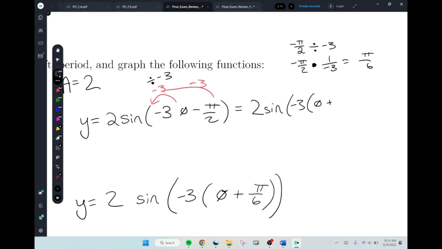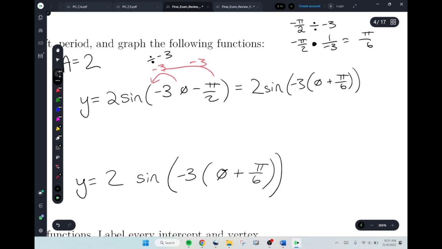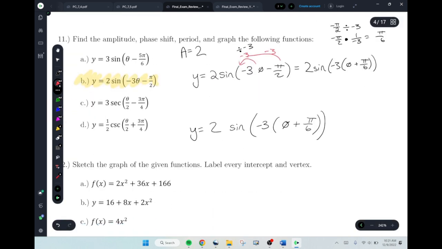But do you know how to know whether you got it right or not? Distribute. Check your thing by distributing, and you'll know. Like, does negative 3 times pi over 6 turn into negative pi over 2? Yes. That's how you check it. And then just go try a bunch of different things. If you don't think it's right, go to the other side of it and try making it half of 2, which would be 1, or a third of 2. You know what I'm saying? So that's our thing.